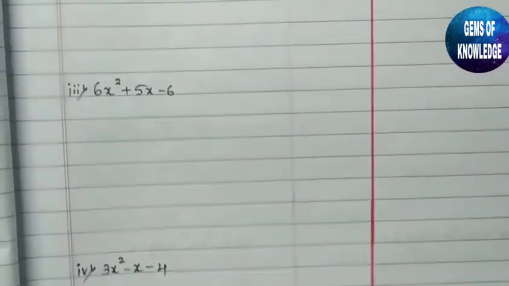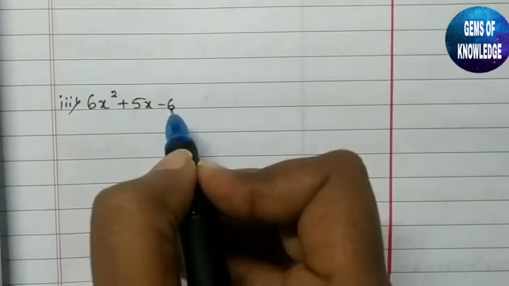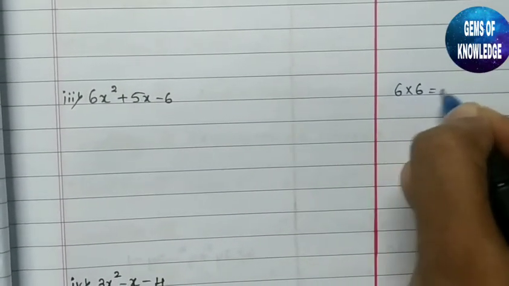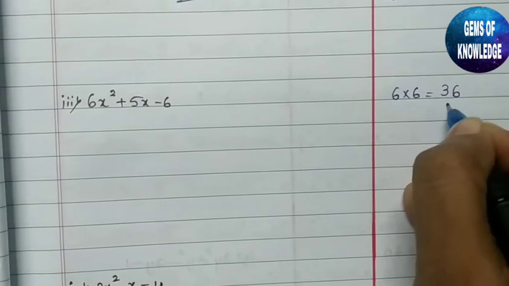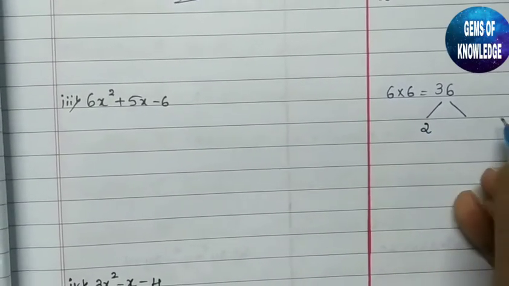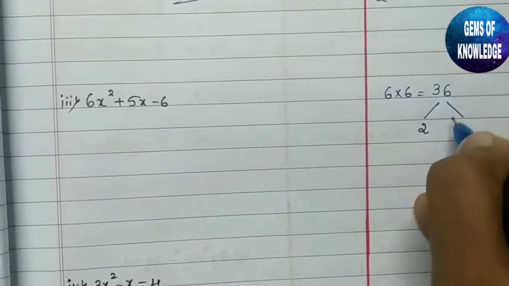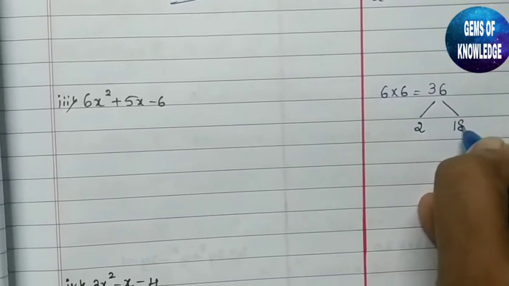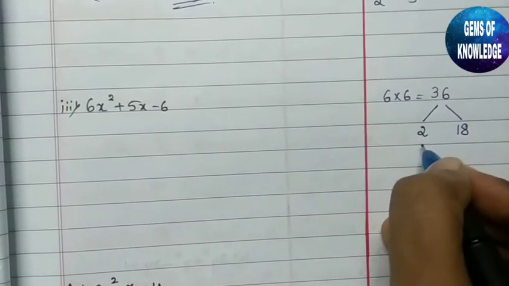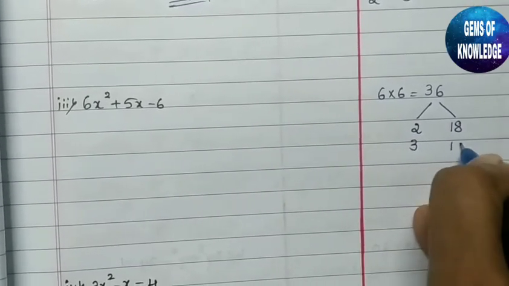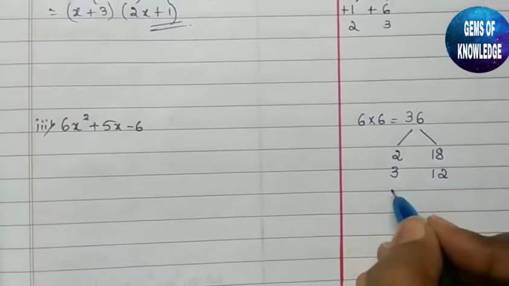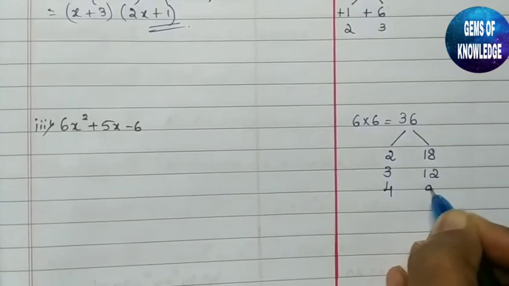Similarly, moving to the third question here. Here what they have given is 6 into 6. We should multiply this 6 into 6. So what we are getting? 36. For this 36, you need to open now. So 2 1s are 2 and 2 8s are 16. So 2 into 18, we are getting 36. Similarly, we are getting 3 12s are 36. And one more term is 4 9s are 36.